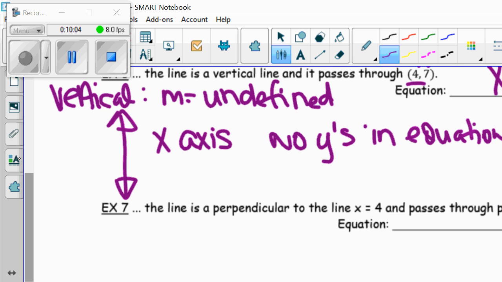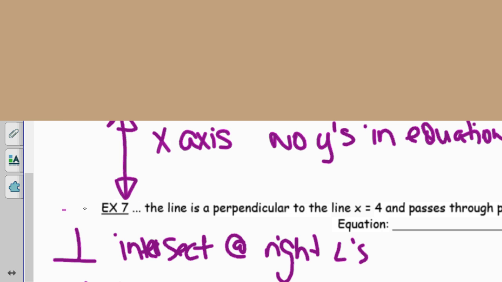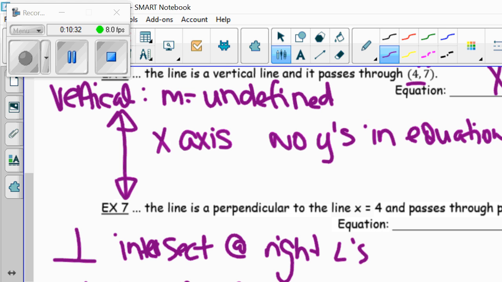So now let's look at the other one. The line is perpendicular to the line x equals 4 and passes through the point 4, 8. Okay, so perpendicular, let's review. What do we know about perpendicular lines? Perpendicular means that they intersect at right angles. They gave me the line x equals 4. This is a vertical line with a slope that's undefined. Perpendicular slopes, remember, are negative reciprocals of one another.